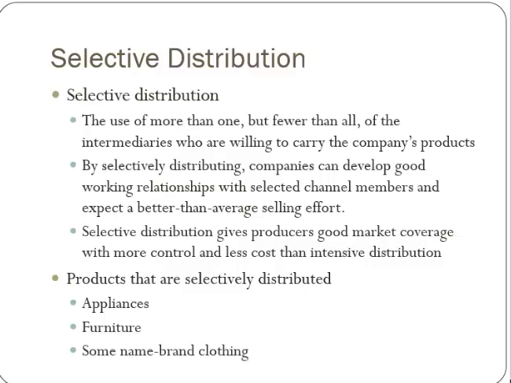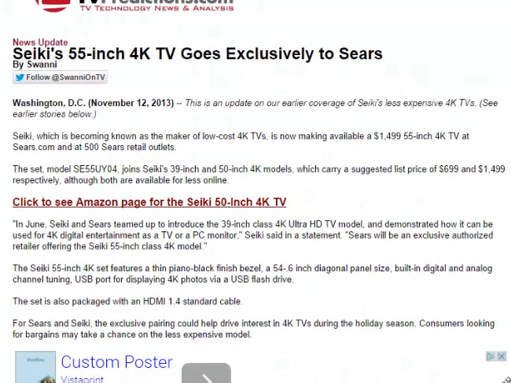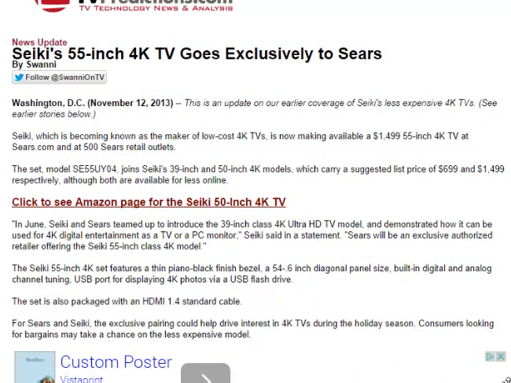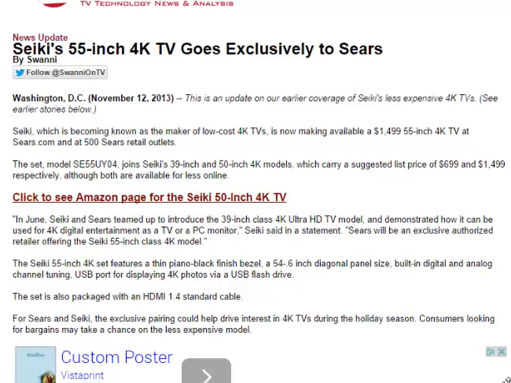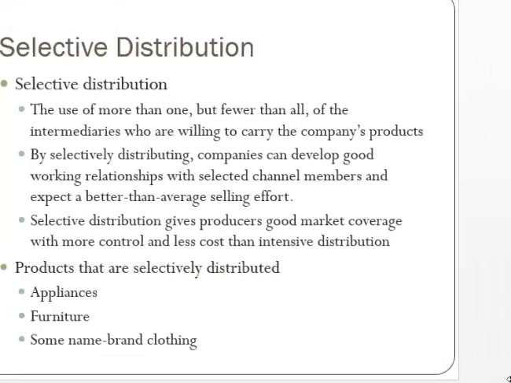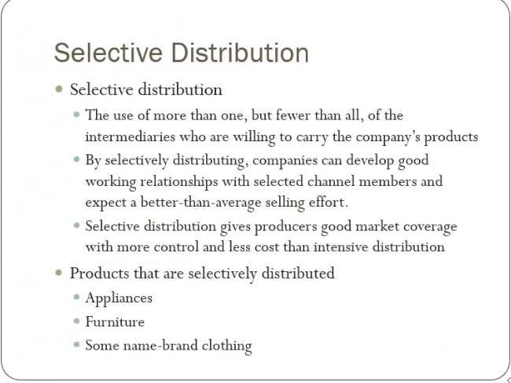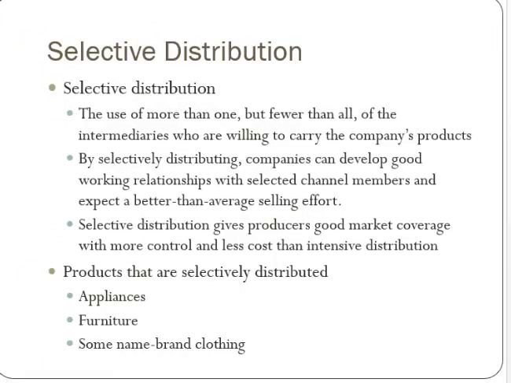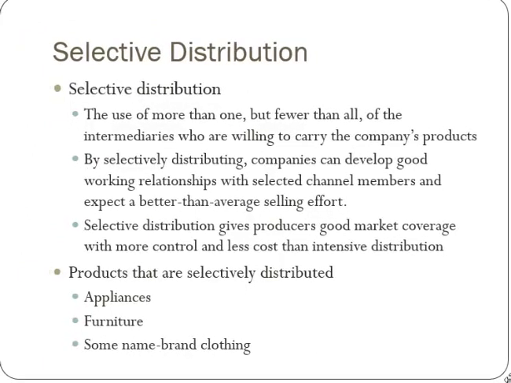Here is Selkie, 55-inch 4K TV, goes exclusively to Sears. So Selkie and Sears teamed up to introduce whatever it is. The point is, a manufacturer went to Sears, and there are many other stores you could find examples for, and they made a deal with Sears. And it says, listen, we're going to give you this product, and you're the only people that can sell this. We're not going to turn around and sell this same product at Best Buy. We're not going to turn around and sell this same product at Macy's. But in exchange, you've got to push it.